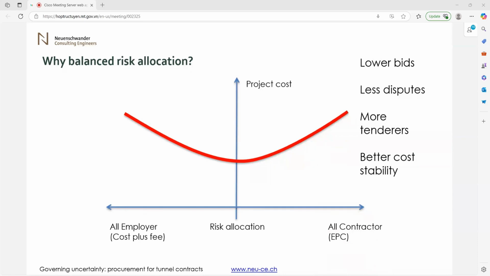If we have a balanced risk allocation and the contractors know this, you will have lower bids, you will have more tenders, because more people will be willing to take risks as they're balanced. You will have less disputes, and you will have better cost stability. Next.